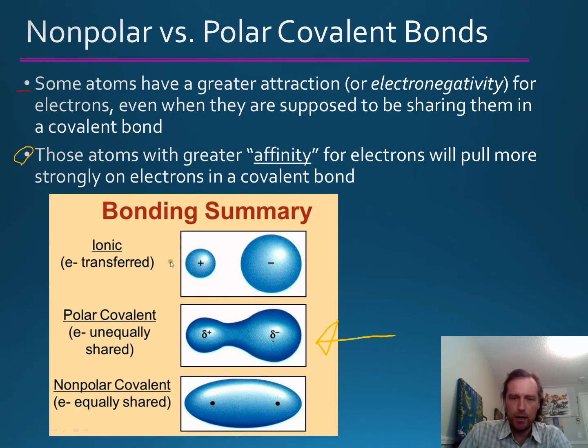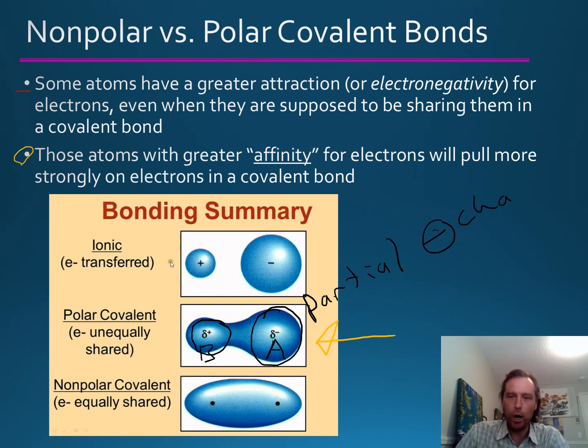We'll call this atom A, so just some atom. Then we'll call this atom B. Atom A has a greater electronegativity or attraction to electrons. So what you can see is that this blue field here is showing you where the electrons are more of the time. The electrons spend more of the time around atom A than they do around atom B. That means atom A is going to have a partial negative charge, and atom B just the opposite, a partial positive charge, because the electrons are spending more time around atom A.